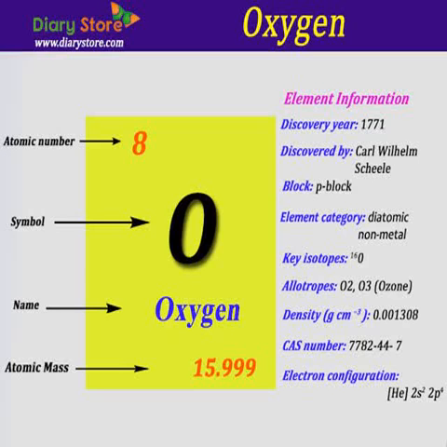At standard temperature and pressure, two atoms of the element bind to form dioxygen, a colorless and odorless diatomic gas with the formula O2. Diatomic oxygen gas currently constitutes 20.95% of the Earth's atmosphere. Though this has changed considerably over long periods of time, oxygen makes up almost half of the Earth's crust in the form of oxides.